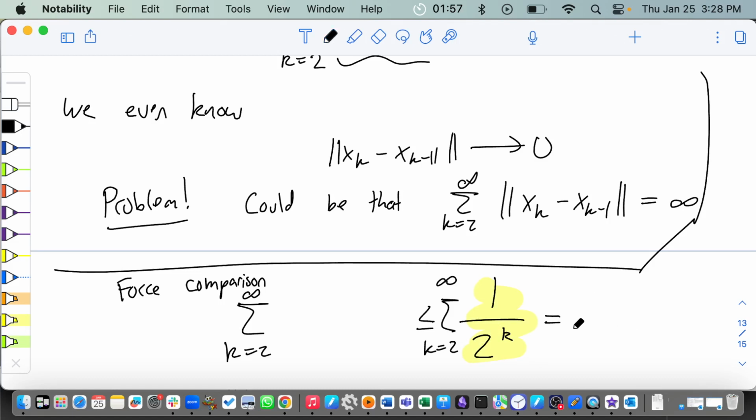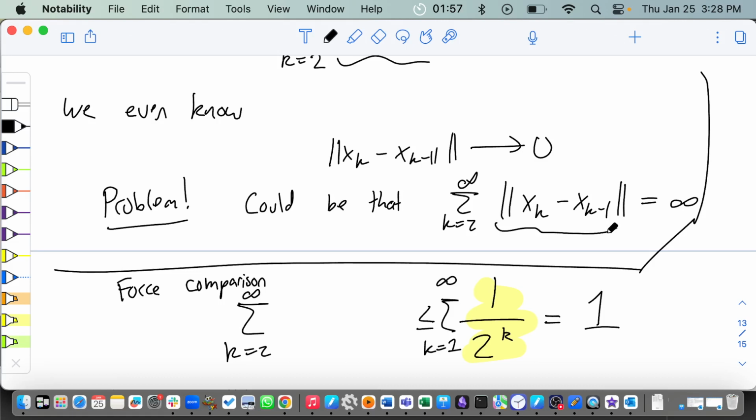I guess I started at 2 now, so you're going to get a half. Okay, we're going to make it start at 1, because that's what I want, which is 1. So that's what the idea is. You cannot let this thing just be some wild thing that's going to 0. You need to force it to be less than something you know is summable. And so we're going to force the norm of the differences that we're looking at to be less than 1/2 to the k.